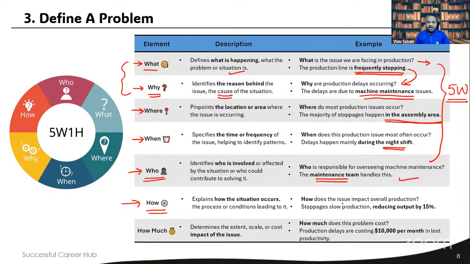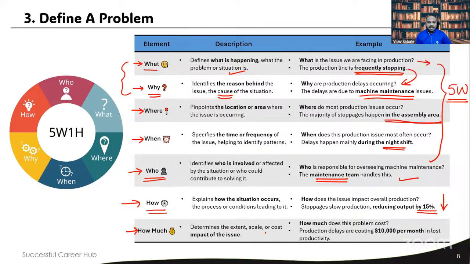For example, how does the issue impact overall production? So if there is a problem in the night shift in assembly area, due to which we have maintenance issues resulting in frequent stopping of the production line, how much impact is it, right? So we can say that stoppages slow production, reducing output by 15%. So there is a reduction of the output by 15%. That also conveys the urgency to work on this problem. If it is possible to quantify the impact of this problem in terms of money, then we can use the how much.